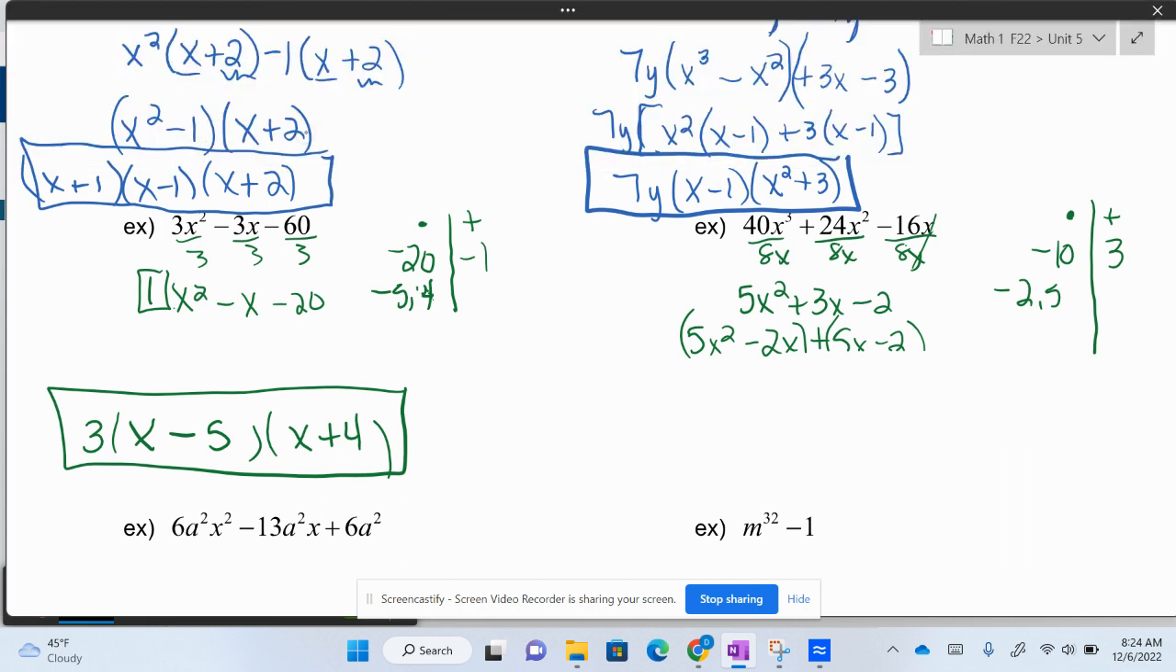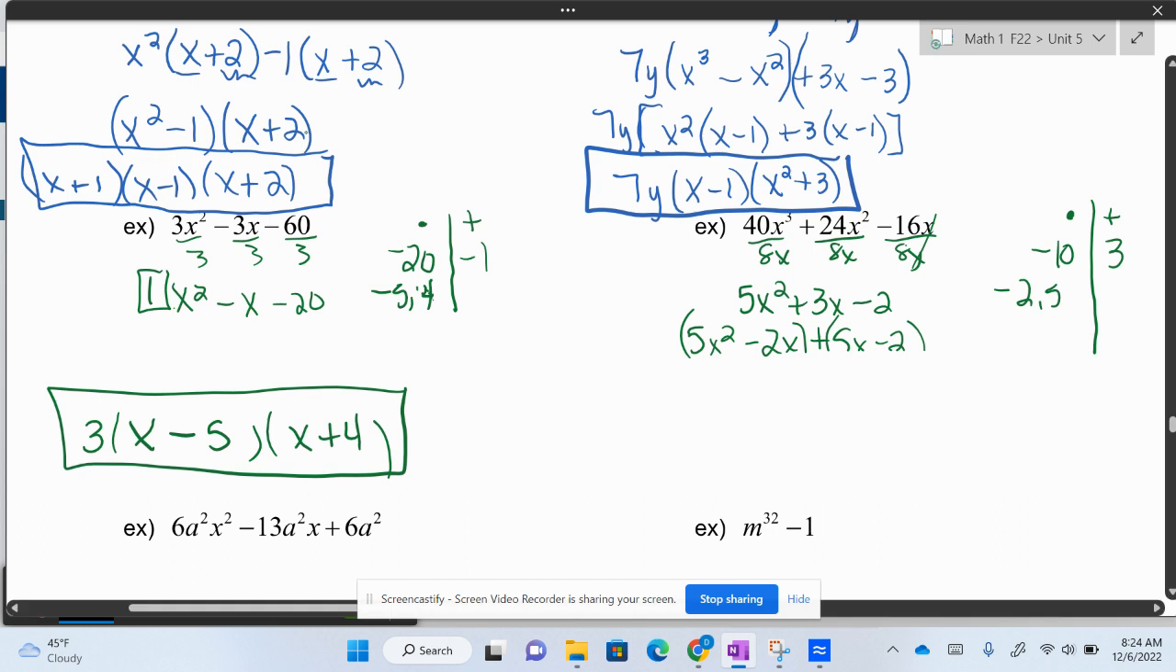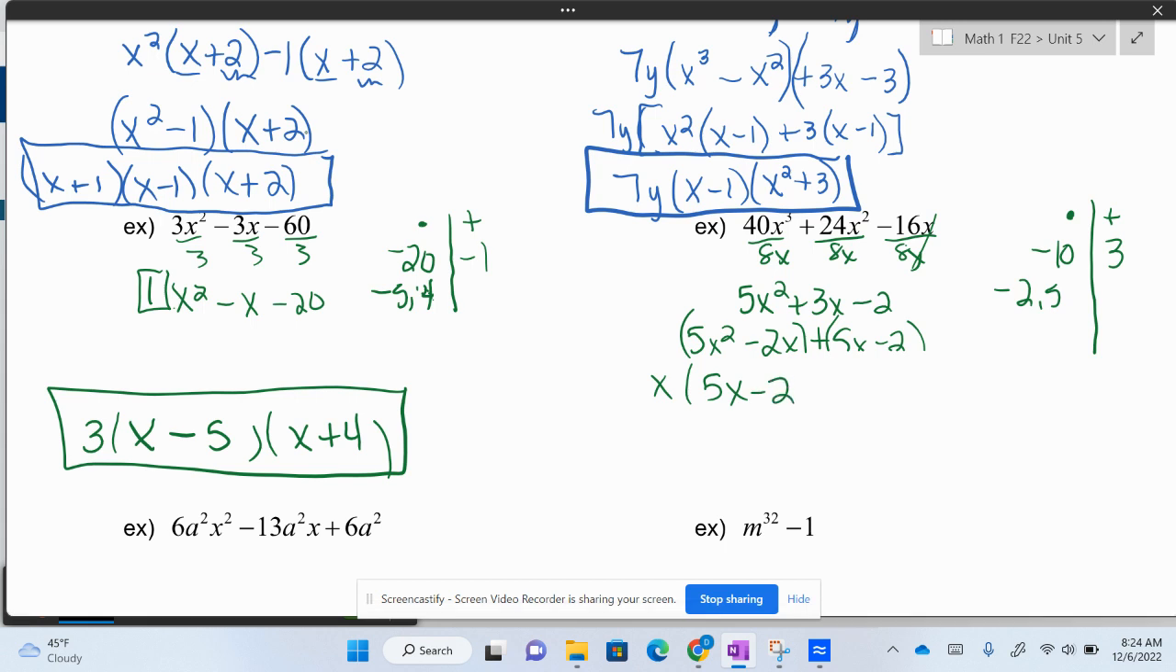Okay, so greatest common factor between 5x squared and negative 2x is just an x. That leaves me with 5x minus 2. Greatest common factor between 5x and minus 2 is just a plus 1. That leaves me with 5x minus 2. So I have the 8x, which is what I took out at the original, times the repeated factor, 5x minus 2, times my last factor, x plus 1.